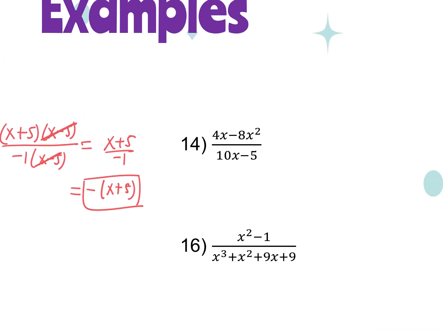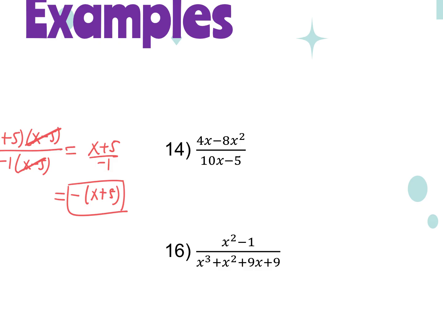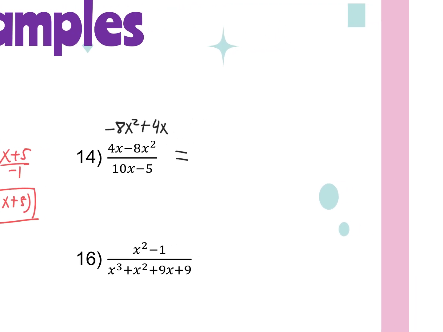So let's keep going. We'll try the same thing with this one. Again, I like to write it in standard form, so it's going to be negative 8x squared plus 4x. And then we can take out a GCF. Our GCF on top is going to be a negative 4x. And we're left with an x minus 2. On the bottom, our GCF is going to be a 5.